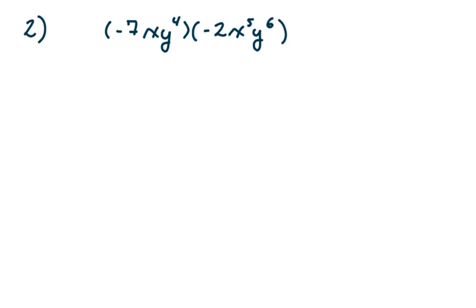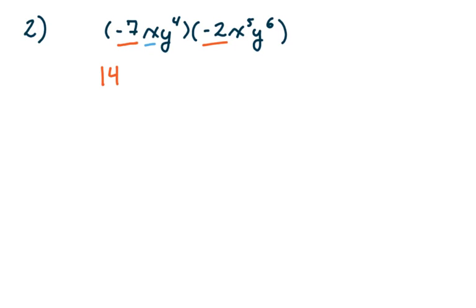Okay, number 2. We have negative 7 times x times y to the 4th, all of that times negative 2 times x to the 5th times y to the 6th. Okay. So we don't really need the parentheses here. We can just kind of combine like terms. So we have a negative 7 and a negative 2. All right, that's going to give me a positive 14.